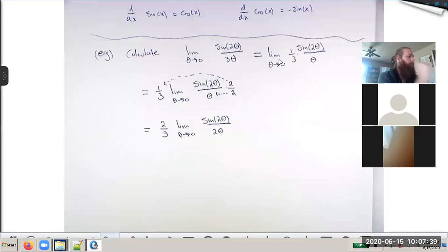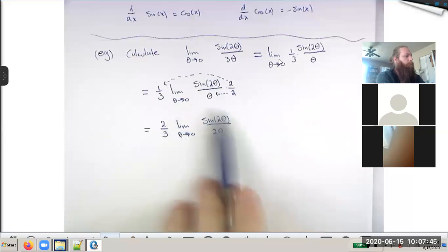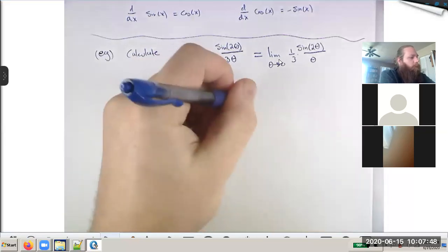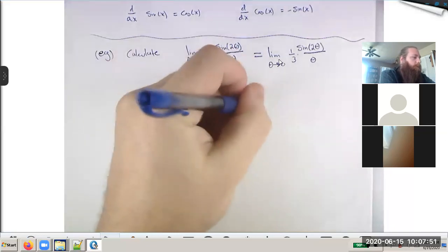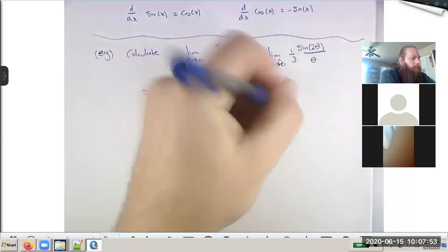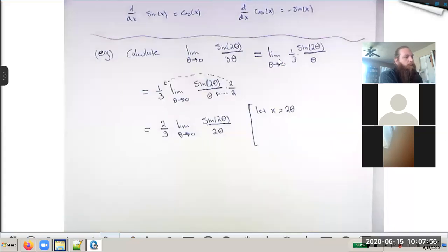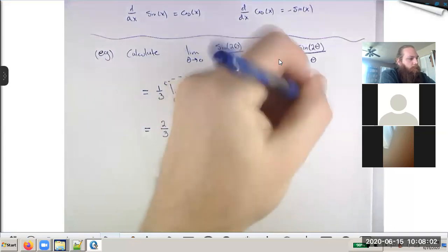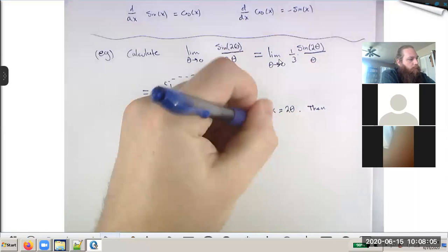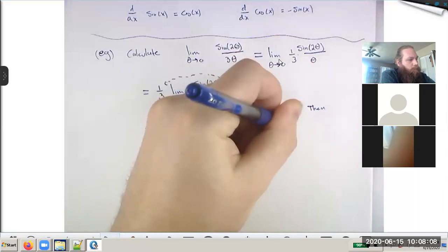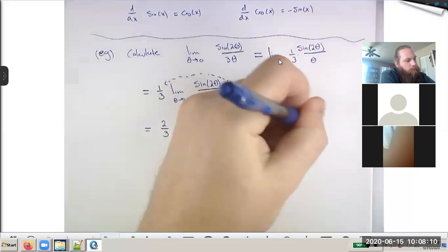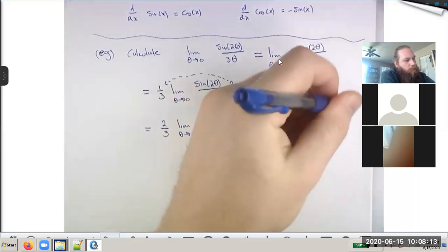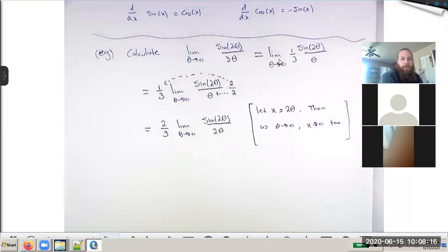At this stage, depending on how comfortable you are, you can either declare this limit to be 1 based on the sine x over x limit, or you can make a little substitution, and that might help you see it. If I let x be 2 theta, then as theta goes to 0, x goes to 0 too. x is just 2 theta.